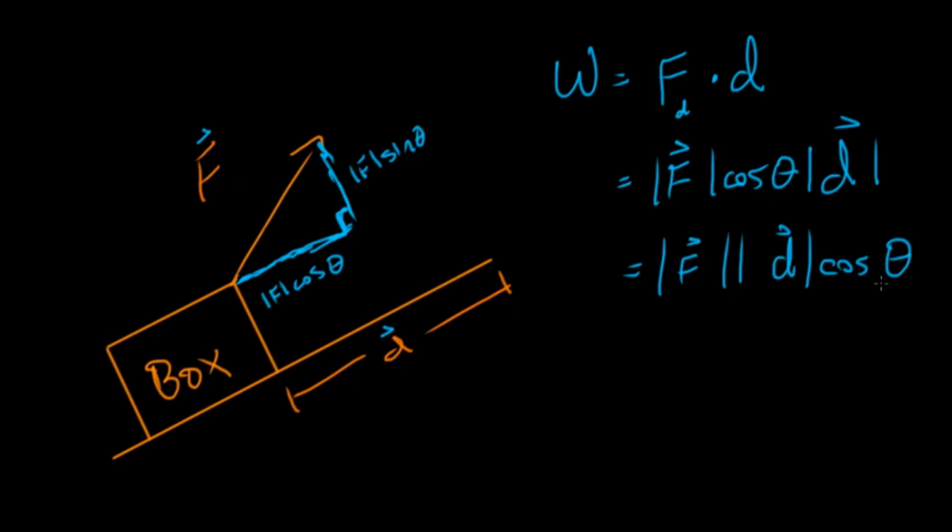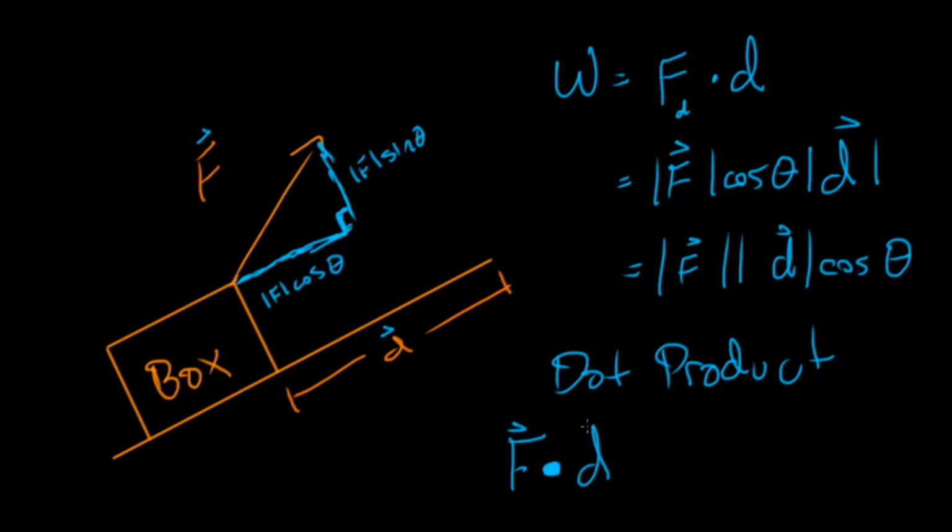Right? F cosine theta is what's going to give you the magnitude in the direction of the other vector, the displacement vector. We have a name for this in math. We call it the dot product. And the notation that we use is F vector dot D, a little bit bigger than the multiplication dot you always used. That is equal to the magnitude of F times the magnitude of D cosine theta, where theta is the angle between the two vectors.